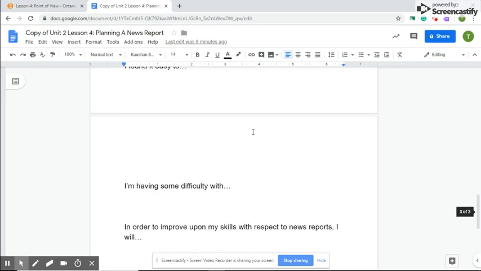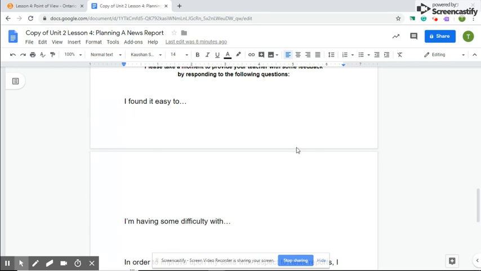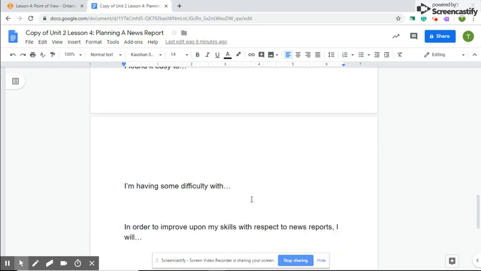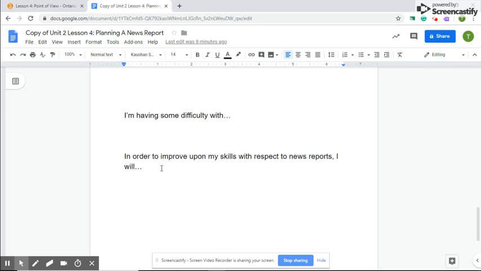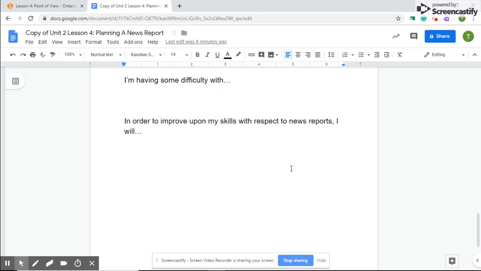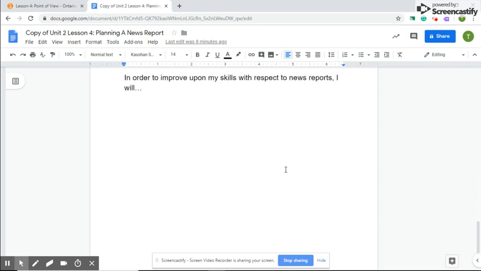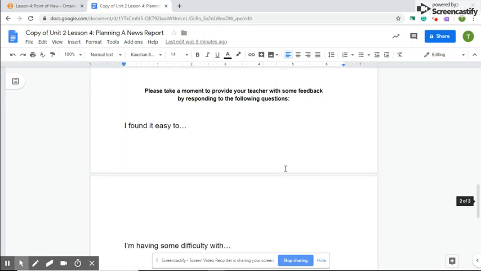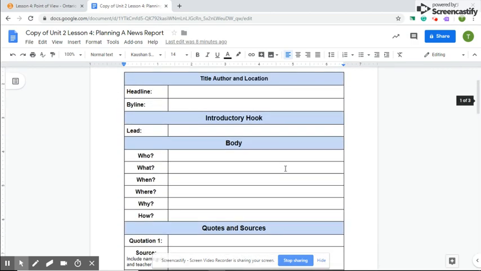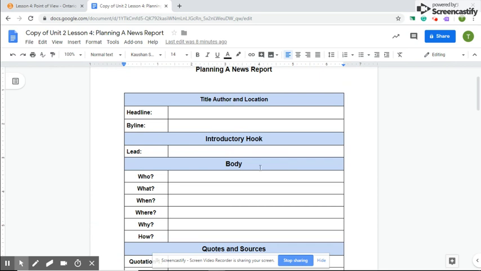And then a little feedback here for me. What you found easy about this assignment, what you're having some difficulty with. Again, in order to improve upon my skills, we always want to be reflective, right? We talked about in Unit 1, Lesson 7, what it means to be a reflective reader and reflective learner. This is where we're putting this into account. And again, just want to emphasize, you do not have to take this and actually write it out in paragraph form. Okay, you simply need to plan it out.